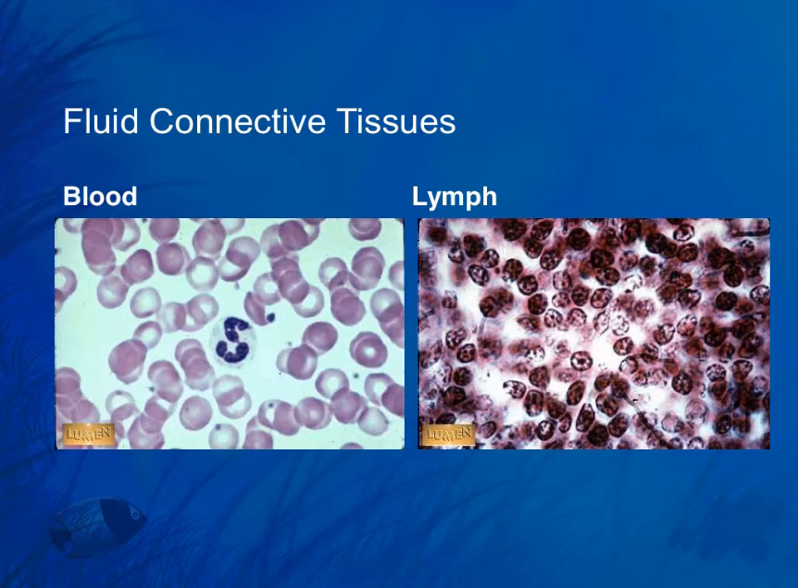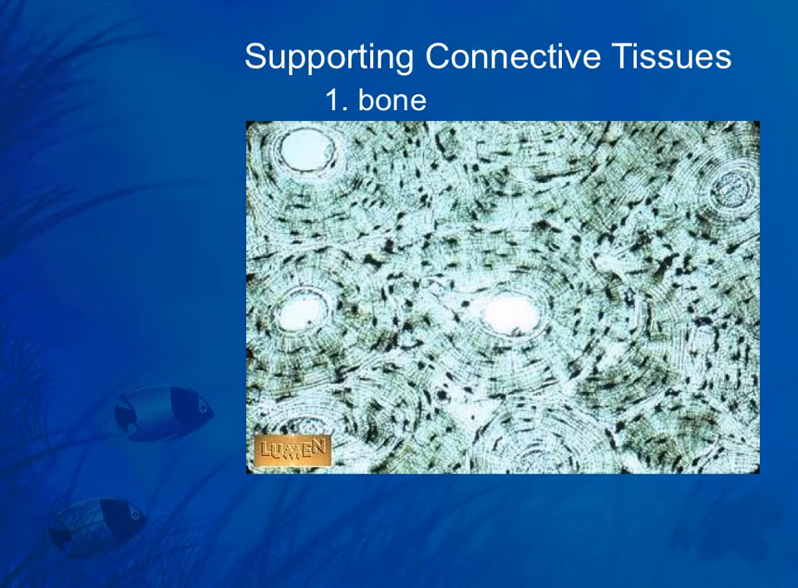Bone is one of the supporting connective tissues. Its matrix is strengthened by calcium phosphate and other minerals. The basic structure of bone is an osteon, a little bullseye-looking thing made by layers or lamellae of bone matrix surrounding a central canal that contains blood vessels.